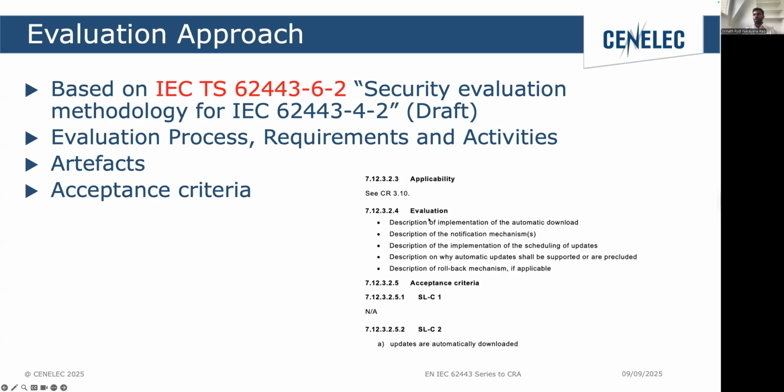So if you open the standard in the future, you will see an applicability section, as we discussed before, and an evaluation section for each requirement. What is the methodology, what artifacts are required, how do you conform, and what is the acceptance criteria? For example, if you need to satisfy SL2, this is one of the requirements we discussed before, for automatic updates. If the updates are automatically downloading, then this is satisfied, so SL2 is satisfied. All these are covered under the 6-2 security evaluation methodology.